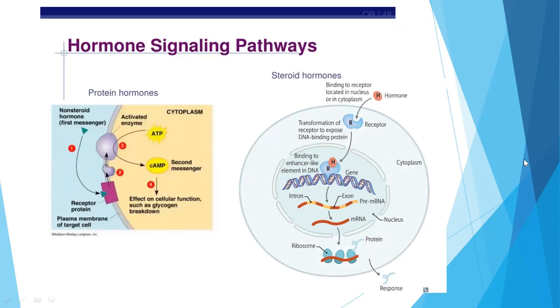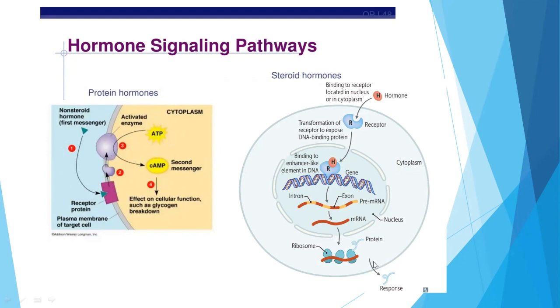Now, another important topic for today is hormone signaling pathways. There are typically two types of hormones, protein hormones and steroid hormones. The non-steroid or protein hormones act on the receptor on the plasma membrane of the target cell. That will lead to a chain of reactions and conversion of ATP to cAMP, cyclic adenosine monophosphate. This cAMP is the second messenger, and it will act on cellular functions such as glycogen breakdown. This is just a simple mechanism of protein hormones.